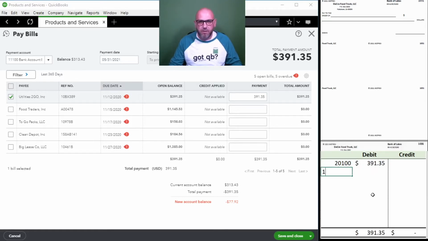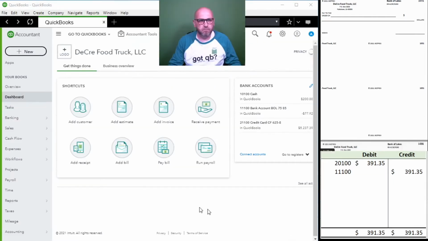And our bank account, it's an asset, and assets go down when they're credited. So our bank account cash is going down, it's credited, but we're using it to pay off a liability, accounts payable, so that liability is reduced. So this amount right here is a credit to account 11,100, and it is a debit to account 2,100, even though you don't see it. And we're going to print the check. So save and close.